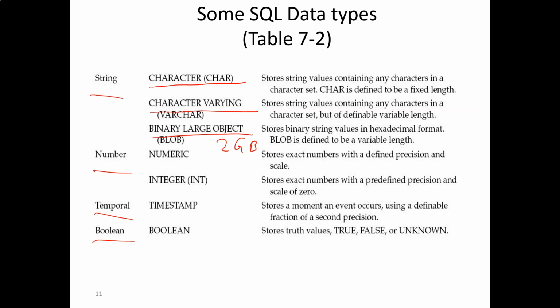The commonly used number data types are numeric, which stores exact numbers with defined precision and scale, and the integer data type. Another common data type that is not on this list is the date-time data type, which stores dates and time elements. Different database management systems may have different format requirements for the date-time data type and accept various functions to extract different parts of the date and time elements.